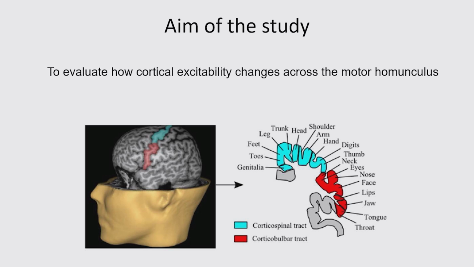So in our study, because all the knowledge so far is from the hand area, the idea was very simple. What happens if we look at cortical excitability with TMS-EEG and TMS-EMG across the motor homunculus? To do that, we measured cortical excitability from the leg area, the hand area, and the face area.